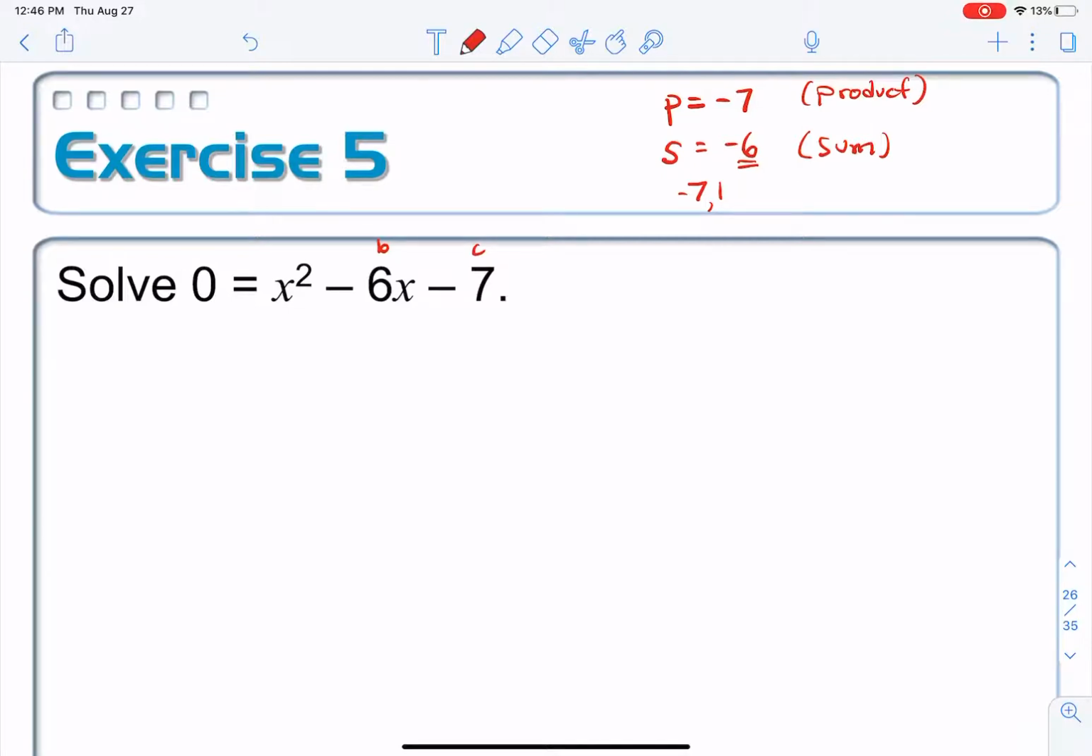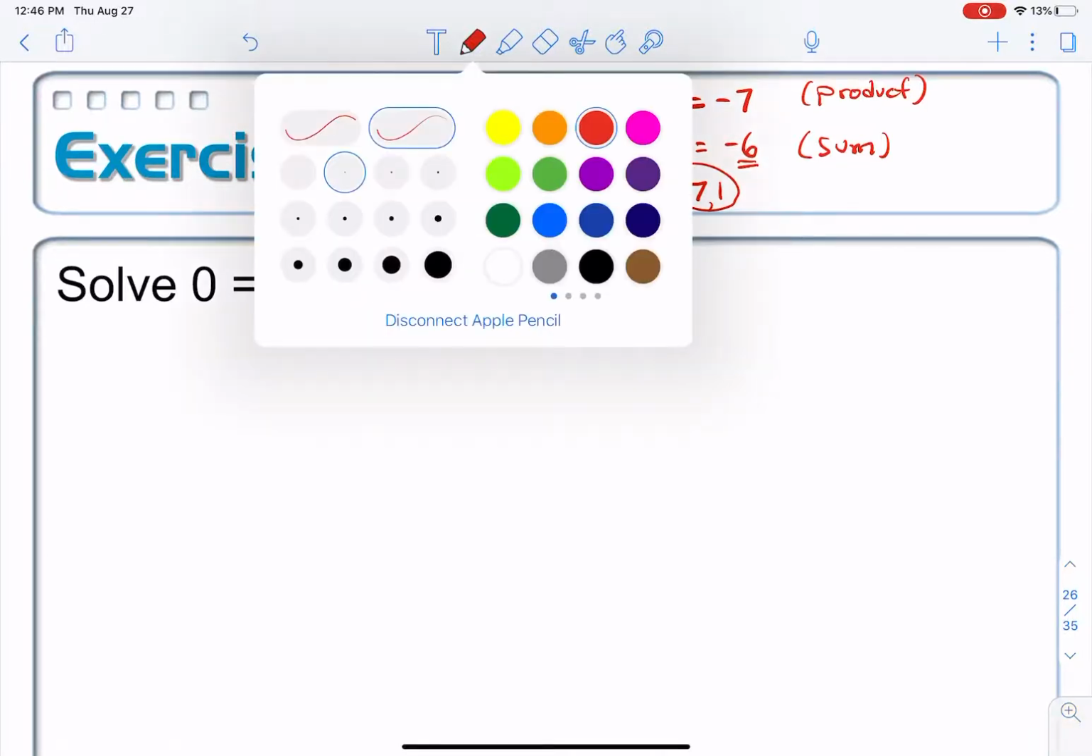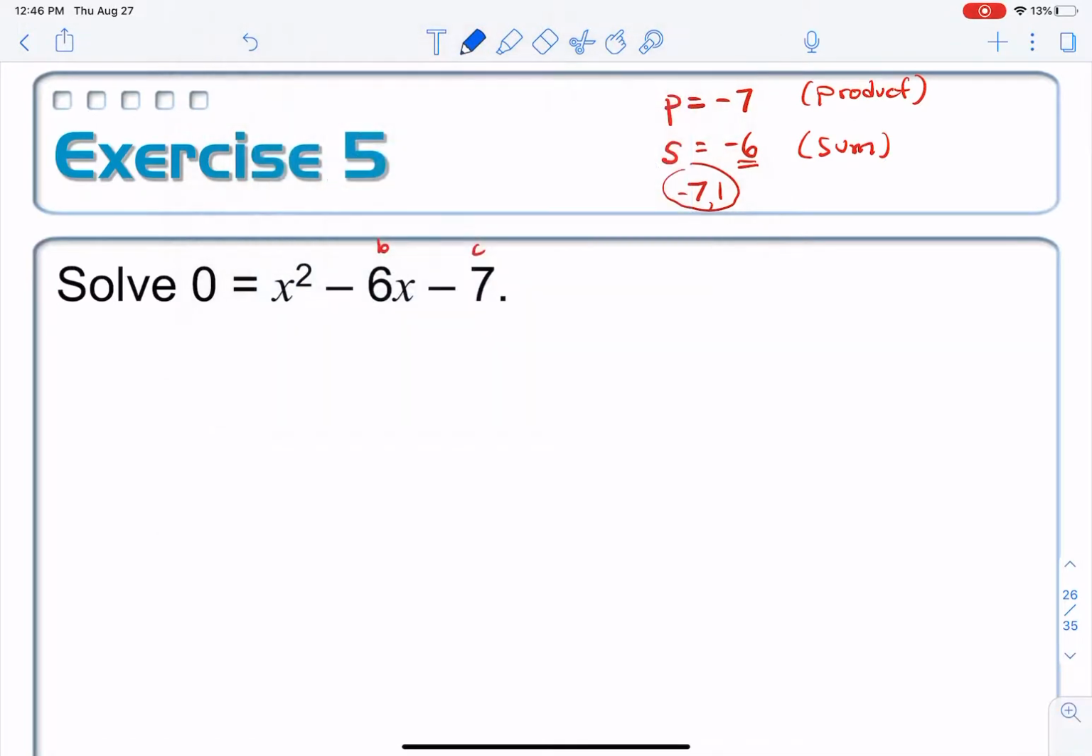We're going to take these two numbers and put them in a set of parentheses that looks like this. I'm going to switch colors here. Make this nice and colorful. 0 is equal to x minus 7, there's the first factor, times x plus 1. It really doesn't matter what order those two come in, because if you do 7 times 1 or 1 times 7, you still get the same answer. That's called the commutative property of multiplication. Order doesn't matter.